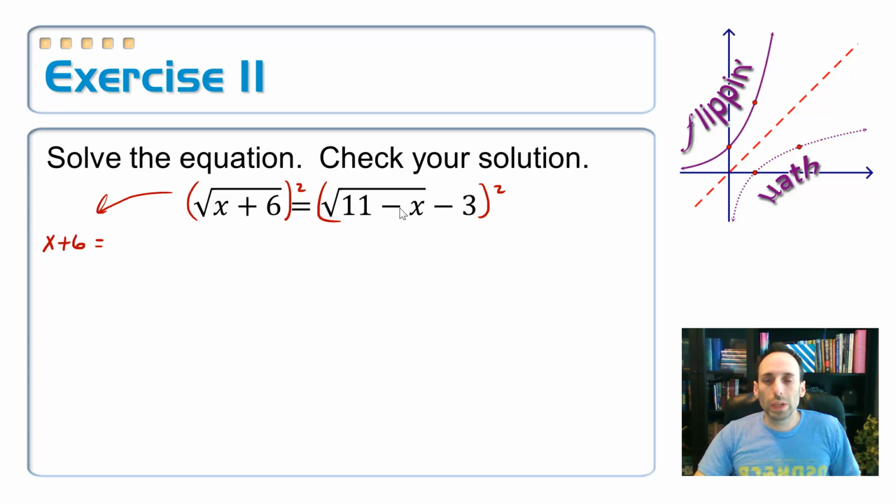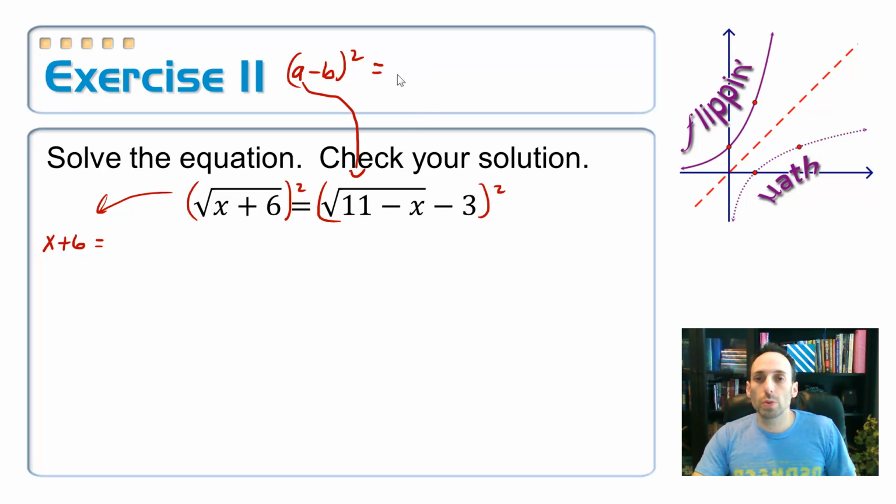So realize that this is really a binomial. It's like this, a minus b, that I'm squaring, where your a is the same thing as this square root that's right there, the square root of 11 minus x. And the b is the same thing as 3. Whenever you square that binomial, it's supposed to be a squared minus 2ab plus b squared. Okay, so that's what we're going to have to do on the right side of this equation. So my a being the square root of 11 minus x, when I square that, I'm just going to get rid of the square root, so it's 11 minus x.